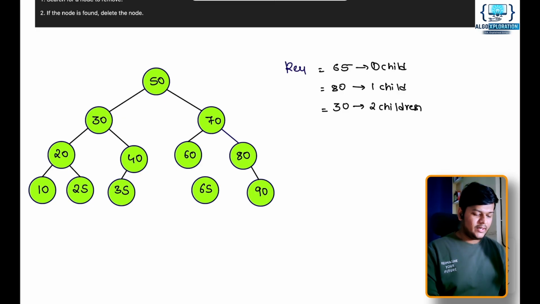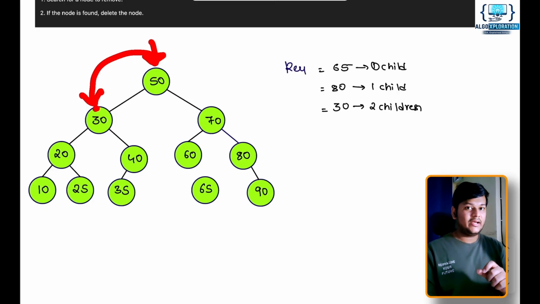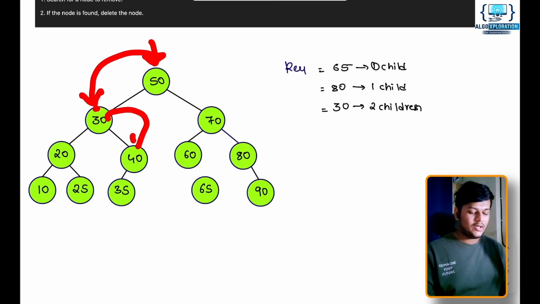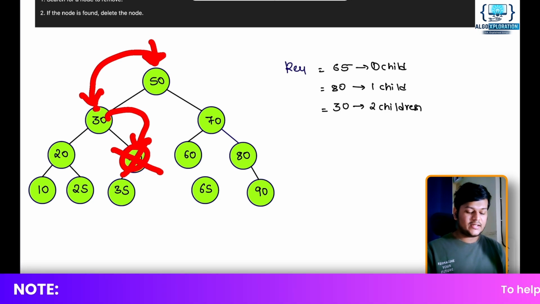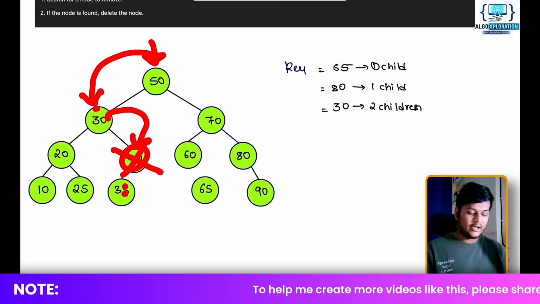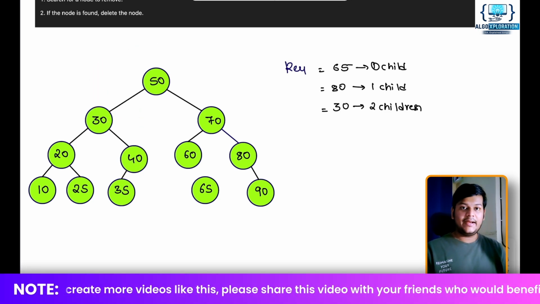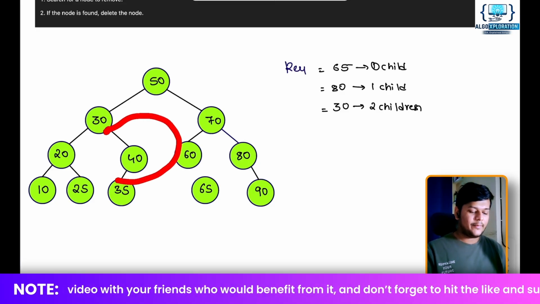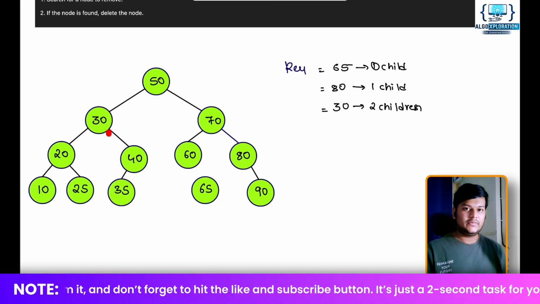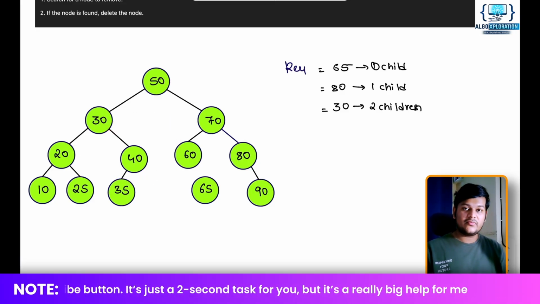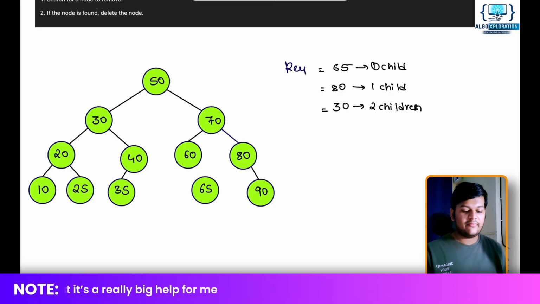Okay. Now similarly, I will be standing over here. 40 is lesser than 50, so I will be going over here. 40 is greater than 30, so I will be going over here. Now 40 is present, and I want to delete this. So 40 is connected to 35. So what I'll do, I will be passing the address of 35 to its grandparent, that is 30 over here. That's it. So in this way, you can delete a node which is having one child.